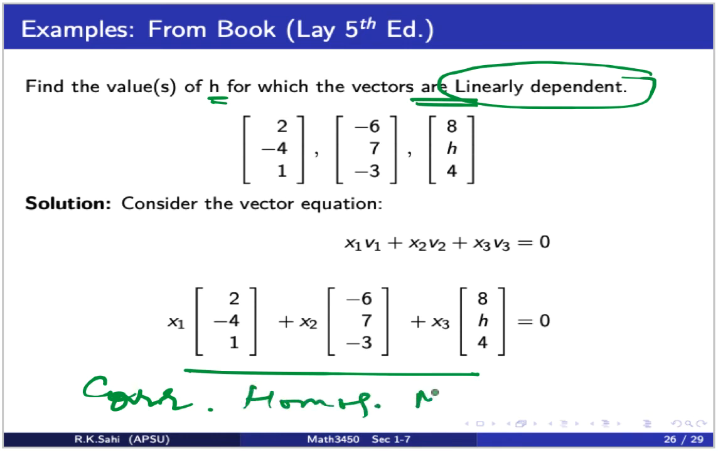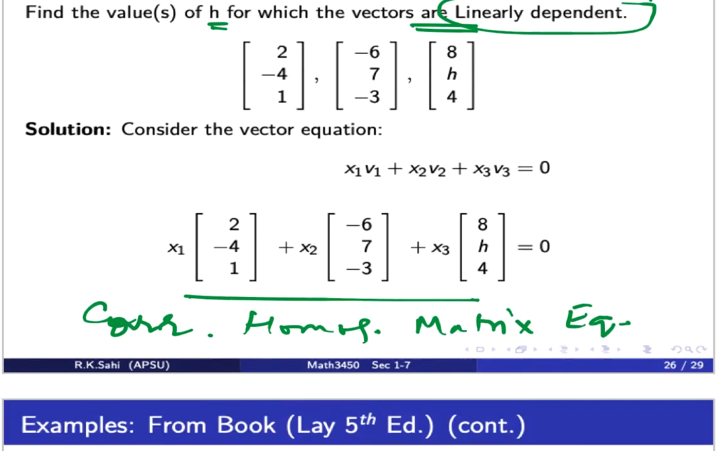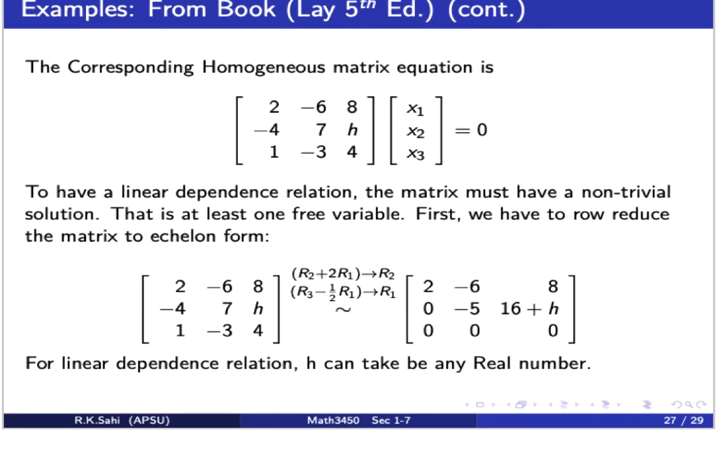Okay, so here's my vector equation, and we write down the corresponding homogeneous matrix equation, which is given in the next slide. Now we have this matrix equation. For a linear dependence relation, what does that mean? That I must have a non-trivial solution, which simply means one free variable. So in order to get a free variable, we're going to row reduce the matrix to echelon form. That's enough, guys. In one step, you actually see the presence of a free variable.